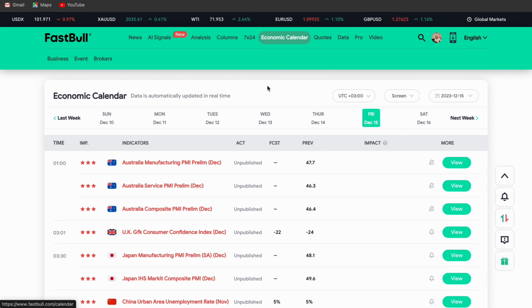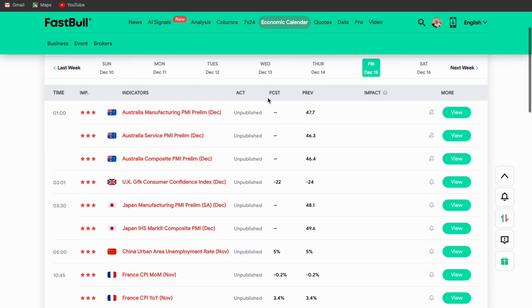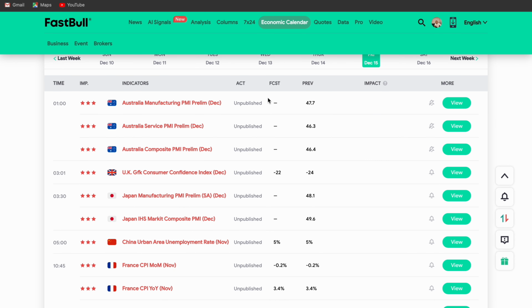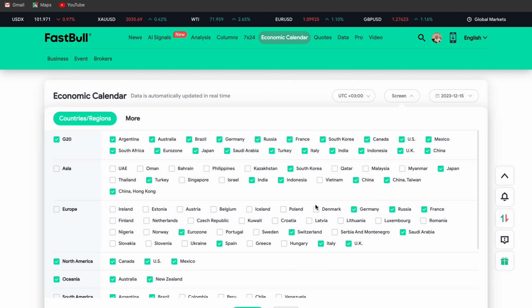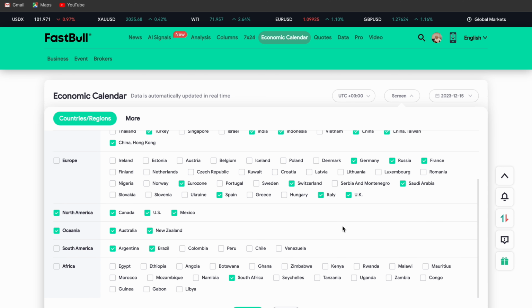So here, in the economic calendar, they're going to display for you economic events that happen on a day-to-day basis. So we have volatile news events, we have slow news events. And how can you see that? When you click on screen here and you scroll down here, you're going to see that we have your countries, and here we have countries, as you can see.